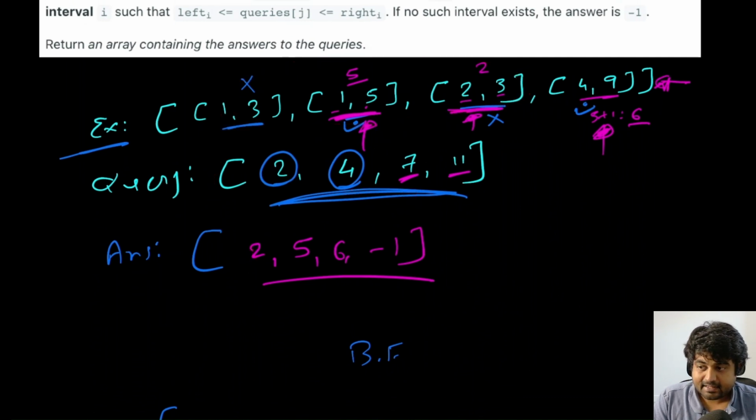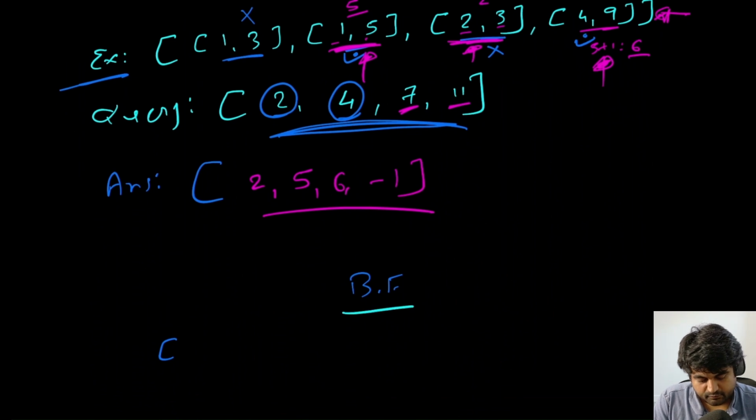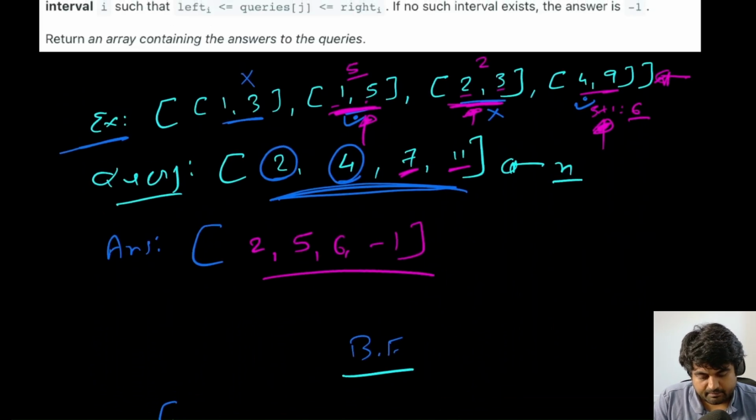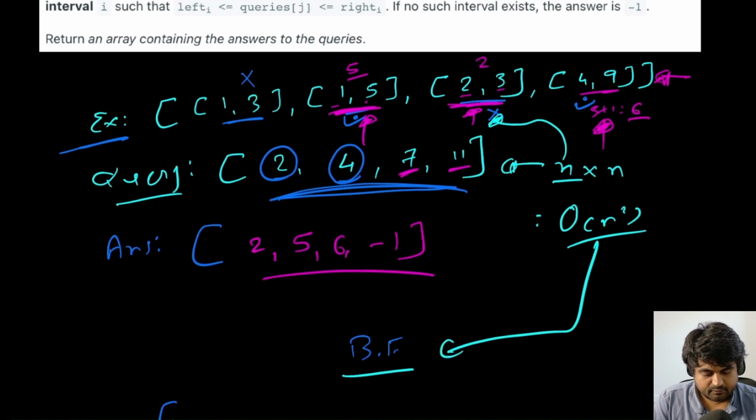Now let's calculate the time complexity for the brute force approach. For each query, we might have to iterate over every single value that is currently present in intervals. So once again we will have to do n multiplied by n work. So this is going to be big O of n squared time complexity for the brute force approach.